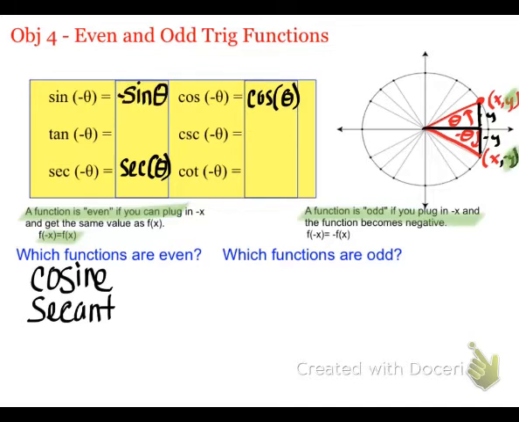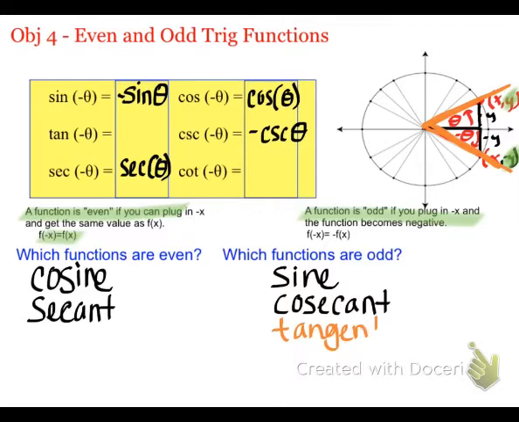So notice that because y became negative y, that means sine is an odd function. And the sine of the opposite of theta will always equal the opposite of the sine of theta. It's kind of like that negative doesn't disappear. And of course, the cosecant will also work in the same way, because the cosecant is related to the sine.